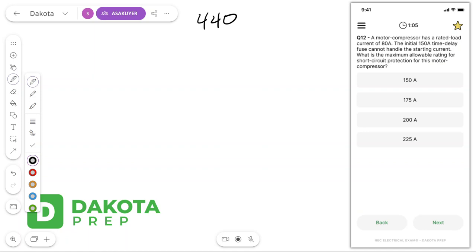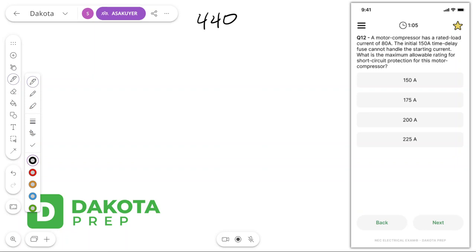But here's the interesting situation. It says we have a motor compressor with a rated load current of 80 amps. Initially we have a 150 amp time delay fuse, but that time delay fuse can't handle the starting current. So we install these fuses, but still when we start this motor compressor, it trips the fuse, right? The fuse can't hold that starting current. So it turns out we can increase this a little more than that initial maximum rating for our short circuit protection, right?